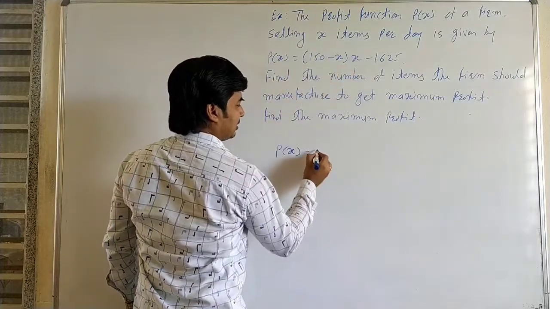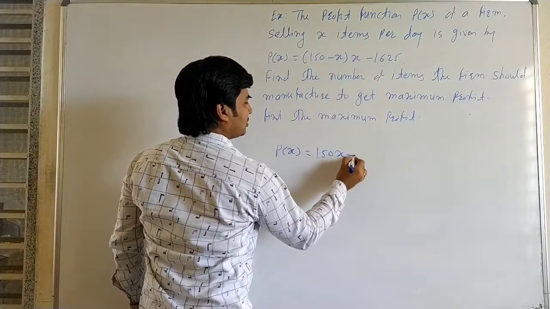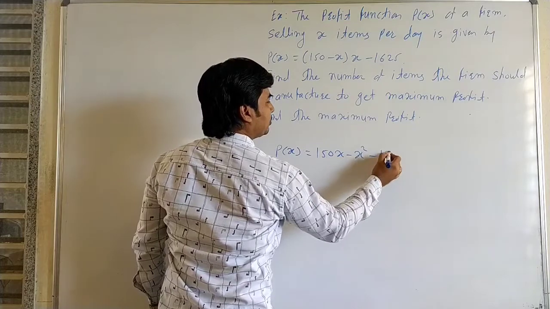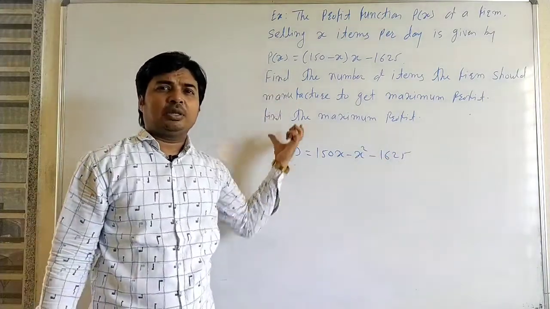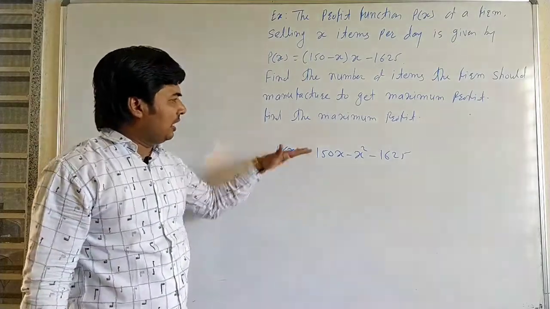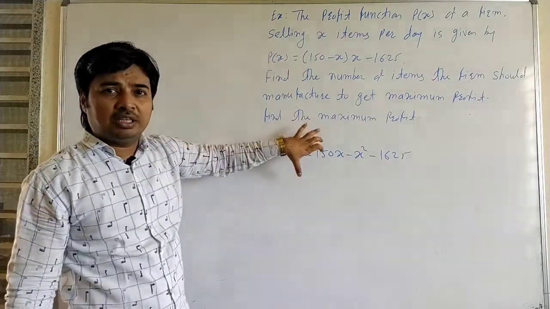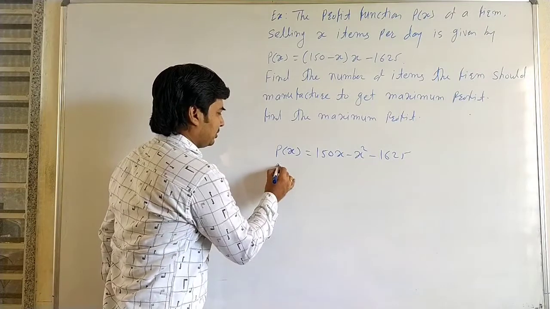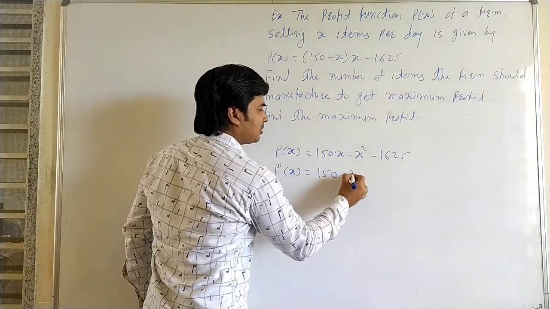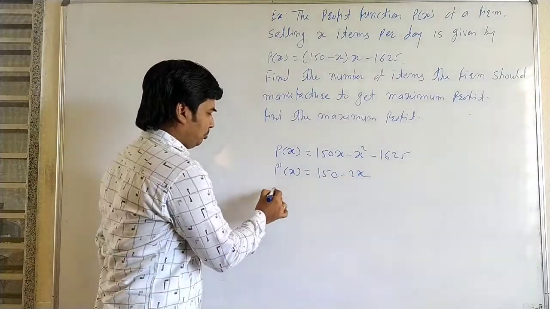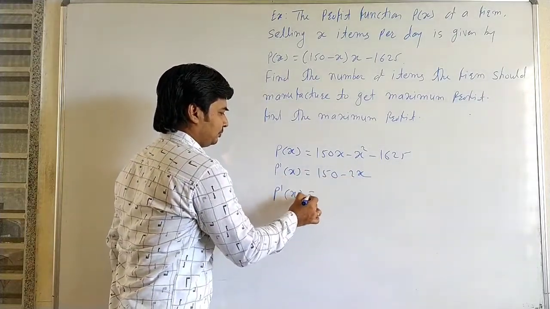We multiply by x. It is 150 x minus x square and minus 1625. It is P of x. Okay, till now they were giving us f of x, now it is P of x. Simple example, the function is already given. Then P dash of x is 150 minus 2x. Then put P dash of x equal to 0.